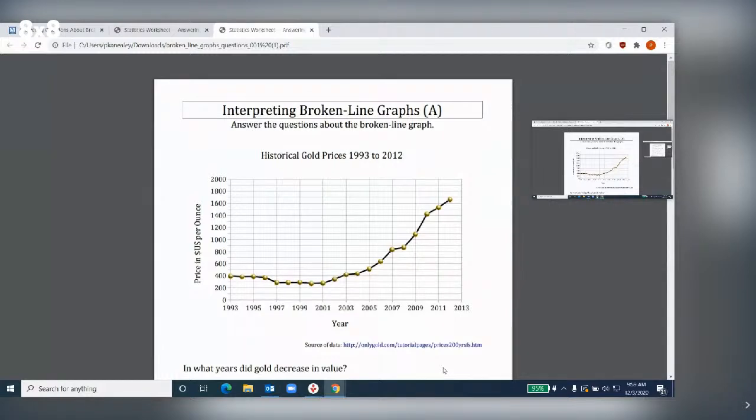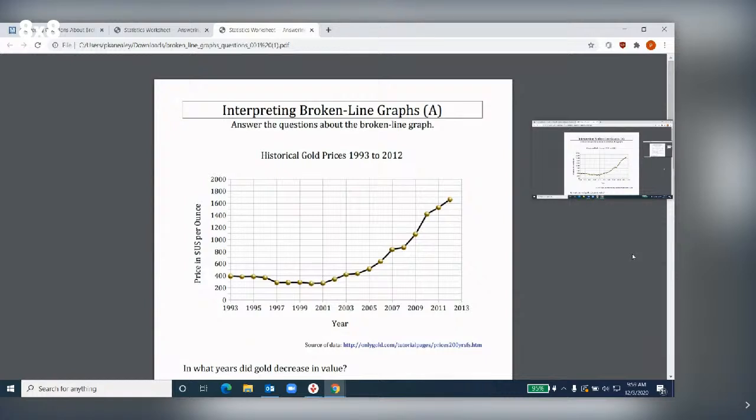Since we've been working on graphs, I'm going to do a different one today. This is called a broken line graph. This one is more of the traditional graph that maybe you guys have seen, but a couple things I want to go over. The same thing you want to do is look at the title of this graph, right up here. And this says historical gold prices from 1993 to 2012. So what that tells you is we're going to be looking at gold prices for about a 20-year period.